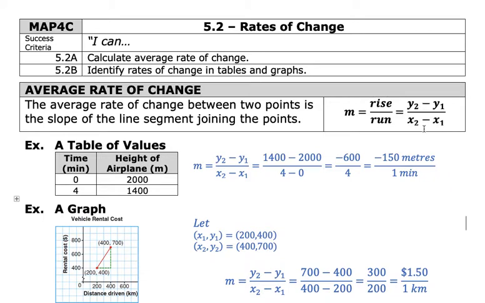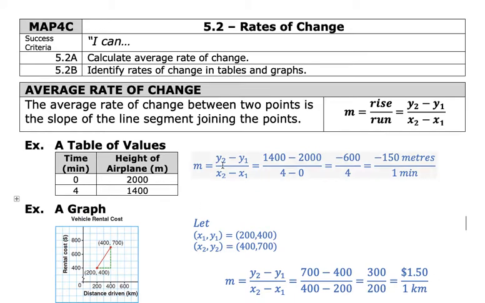So in a table of values, if you're looking for the average rate of change between two particular ordered pairs, so at time 0 the height was 2,000 meters, and at time 4 minutes we had 1,400 meters. To find the average rate of change between these two points, we can use the slope formula. Remember that x1, y1 is just referring to the first point. If you were to picture this as a graph, it would be the point on the left, and the second point, which is x2, y2, is like the second point on the right.